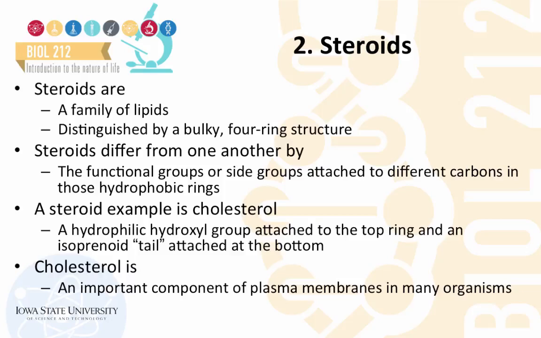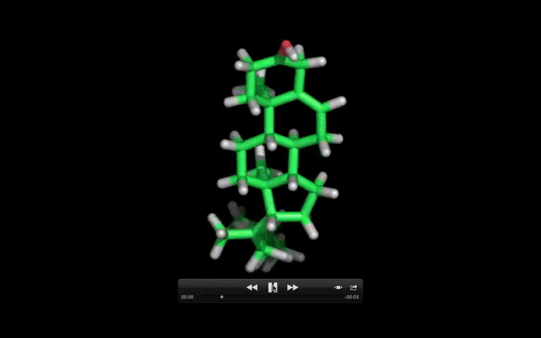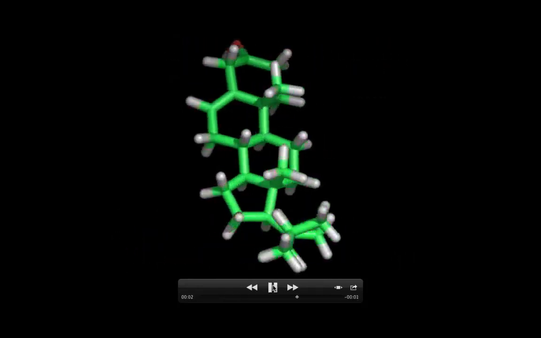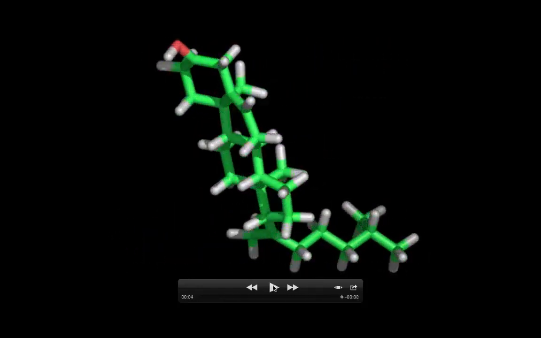Steroids also belong to the family of lipids and are distinguished by a bulky four-ring structure. Steroids can be distinguished from each other by the side groups that are present on the different carbons in those hydrophobic rings. An example of a steroid is cholesterol. Cholesterol is an important component of plasma membranes in many organisms. This is a 3D computer model of the basic four-ring structure of cholesterol.